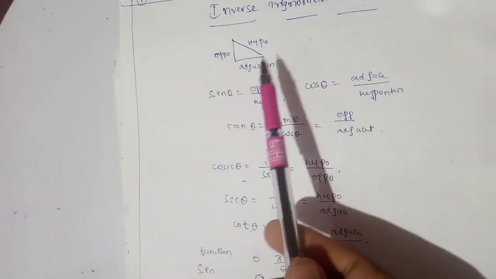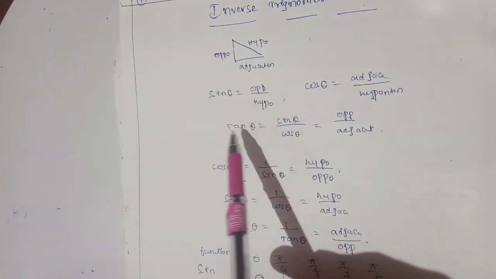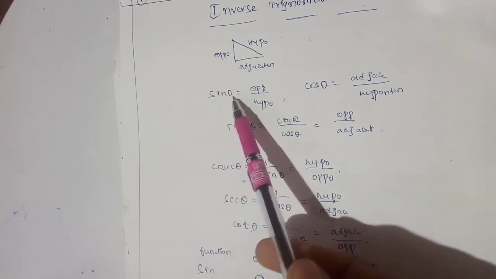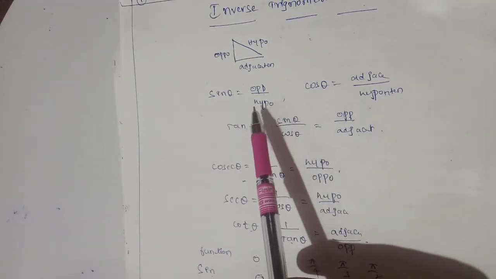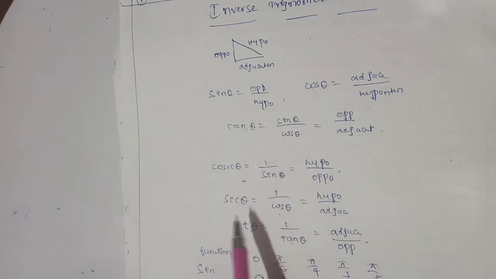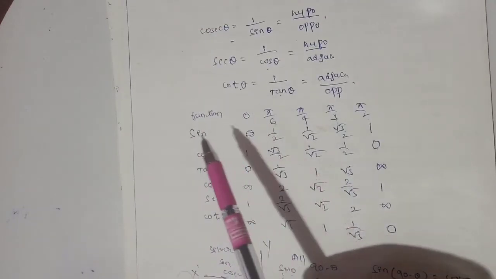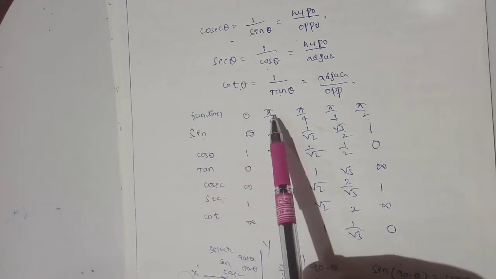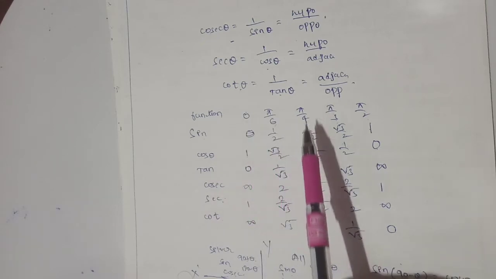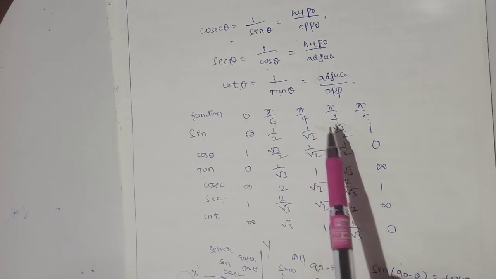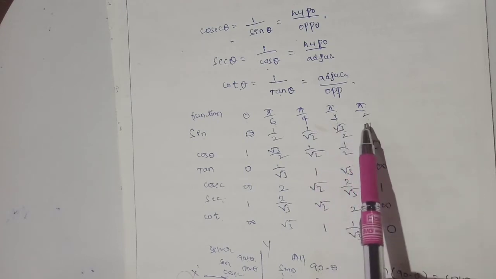I told you we discussed transcendental functions, that is from sine to cot x. In this we studied what is meant by sin x, cos x, tan x, cosecant x, secant x and cot x. The important thing here is the angles of the functions. That is sin 0 is 0, sin 30 is 1 by 2, sin 45 is 1 by root 2, sin 60 is root 3 by 2 and sin 90 is 1.